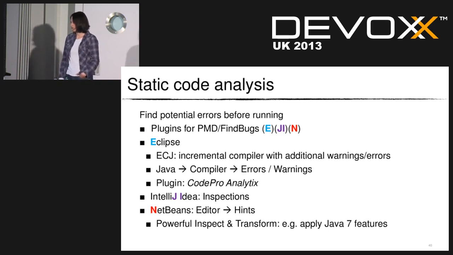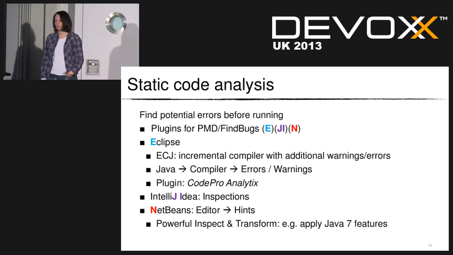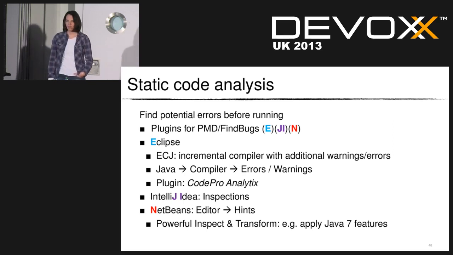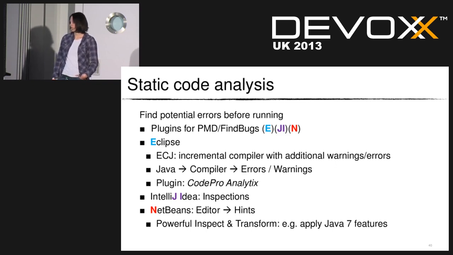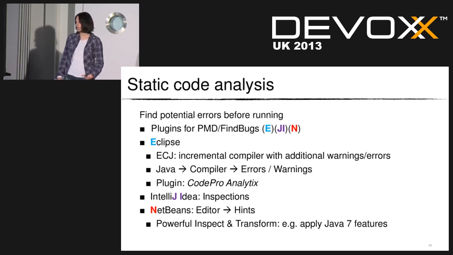In Eclipse, we also have the Eclipse compiler for Java, which is an incremental compiler used in Eclipse, which will generate additional warnings and errors for you, but you have to set it up. So please go to the preferences and look at what the Eclipse compiler can do for you. So you can see it immediately in your source code because it's done at compile time. In IntelliJ IDEA, we have inspections which are running in the background. You can set them up alike, but they are not run at compile time. It will run an additional task for you.